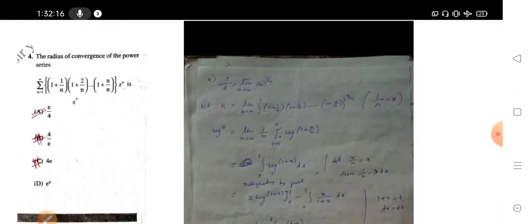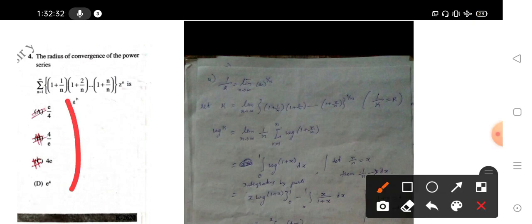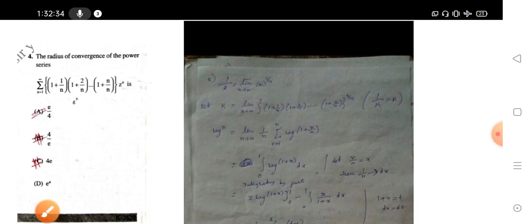Next question: the radius of convergence of the power series sum n runs from 1 to infinity of (1 plus 1 upon n)(1 plus 2 upon n) up to (1 plus n upon n) into z raised to n. Options are given, and this is the solution.